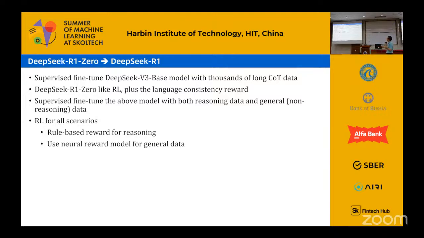Okay, so you can see it actually has two stages of supervised fine-tuning and also two stages of RL. After this kind of training, DeepSeek R1 is comparable to the OpenAI o1 model at the end of last year or early this year.